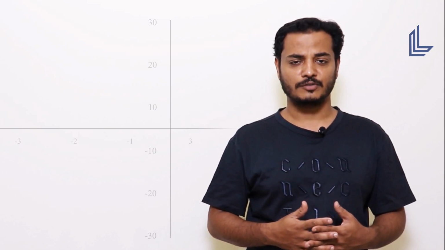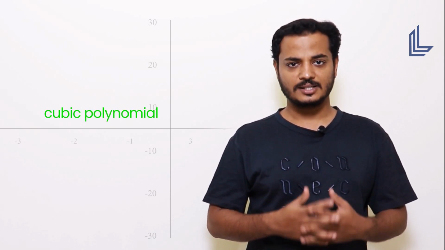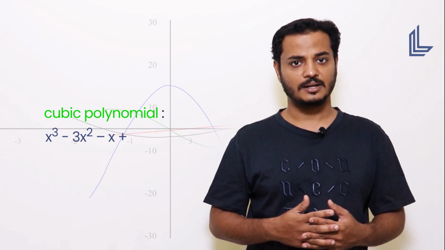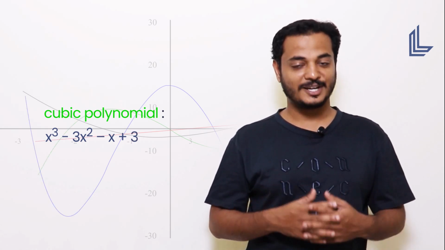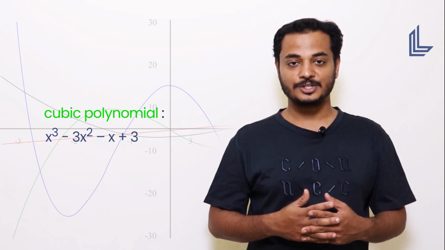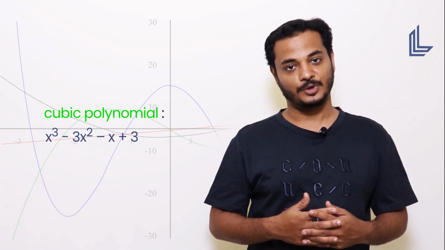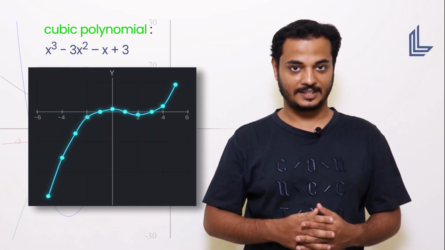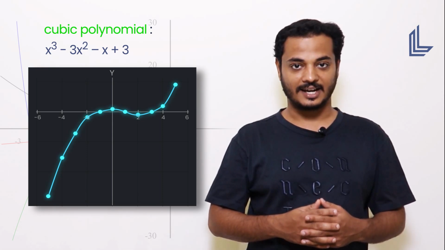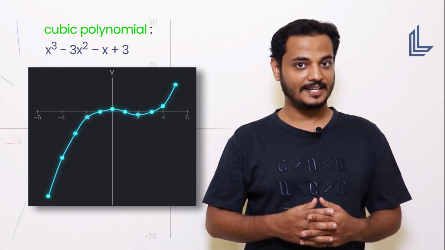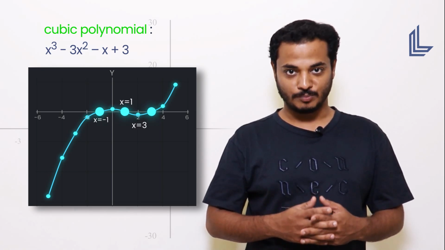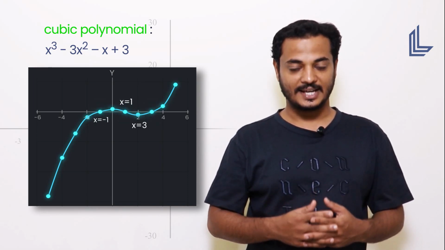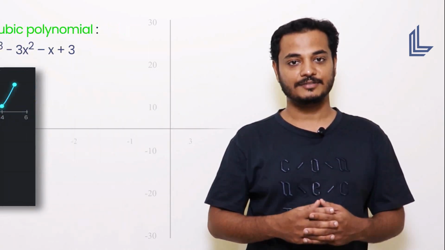Let's try to find zeros of a cubic polynomial. Consider the cubic polynomial x cubed minus 3x squared minus 3x plus 3. Now that you are familiar with plotting the graphs, I would encourage you to plot this graph yourself. When you do that, you will get something like this. You can clearly see that the graph intersects x-axis at three distinct points. X equal to minus 1, x equal to 1 and x equal to 3. So we say that this cubic polynomial will have 3 zeros.